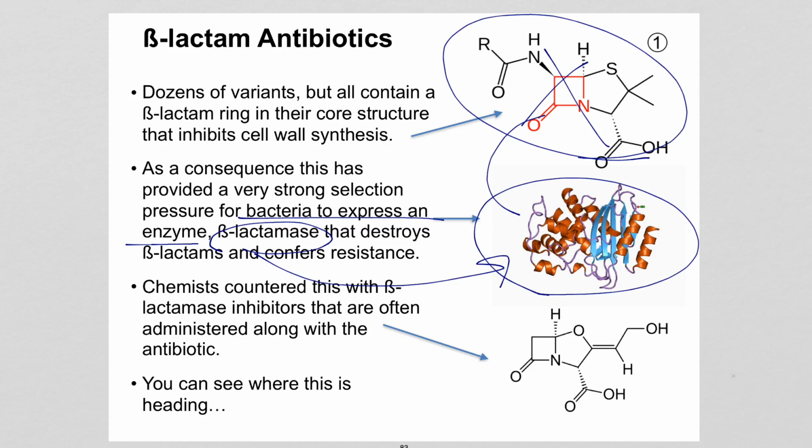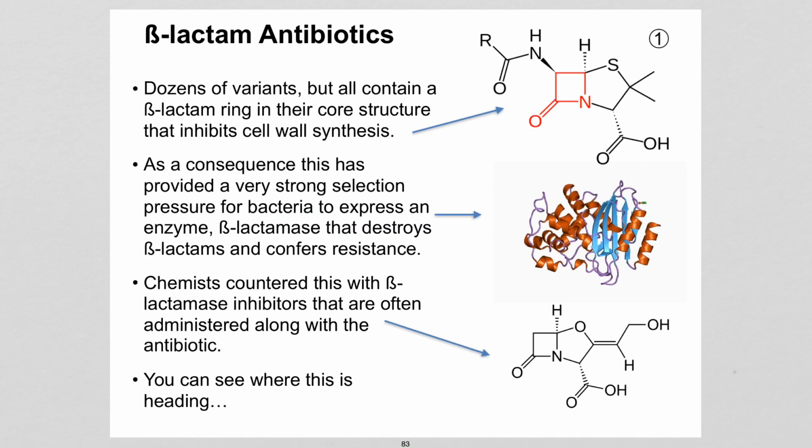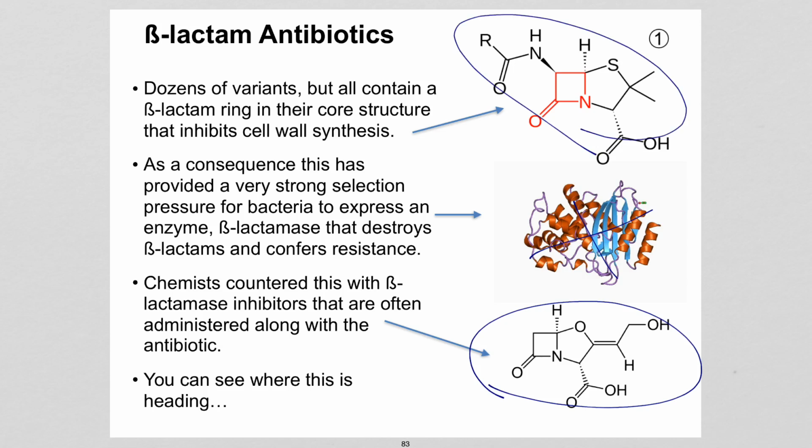Okay. The solution to this, at least temporarily, is chemists sort of fought back by saying, well, what if we make an inhibitor that blocks the beta-lactamase enzyme? And so you have a beta-lactamase inhibitor that will have to be administered along with the antibiotic. Now you've got the antibiotic that's actually killing the bacteria, and then you have the second inhibitor used to turn off the resistance enzyme. And so it's sort of this constant fight back and forth.